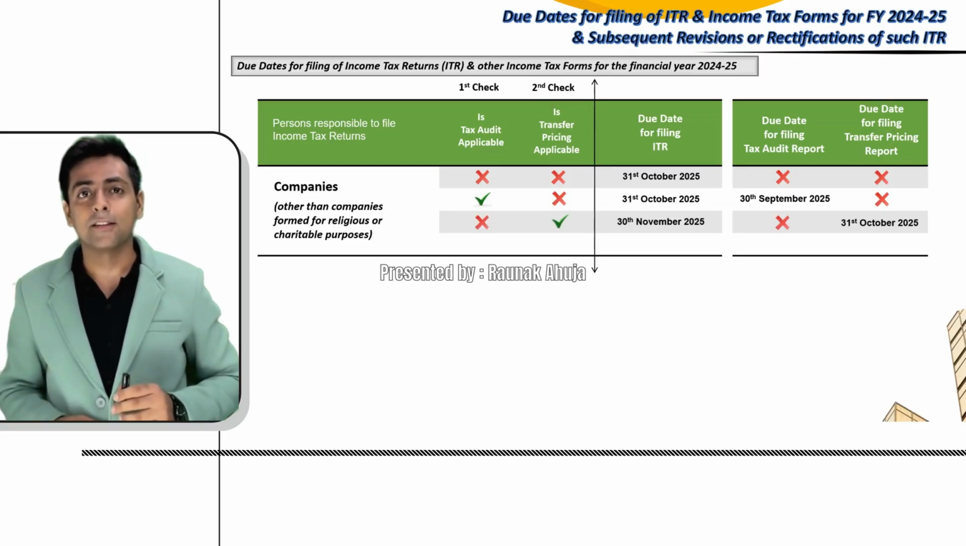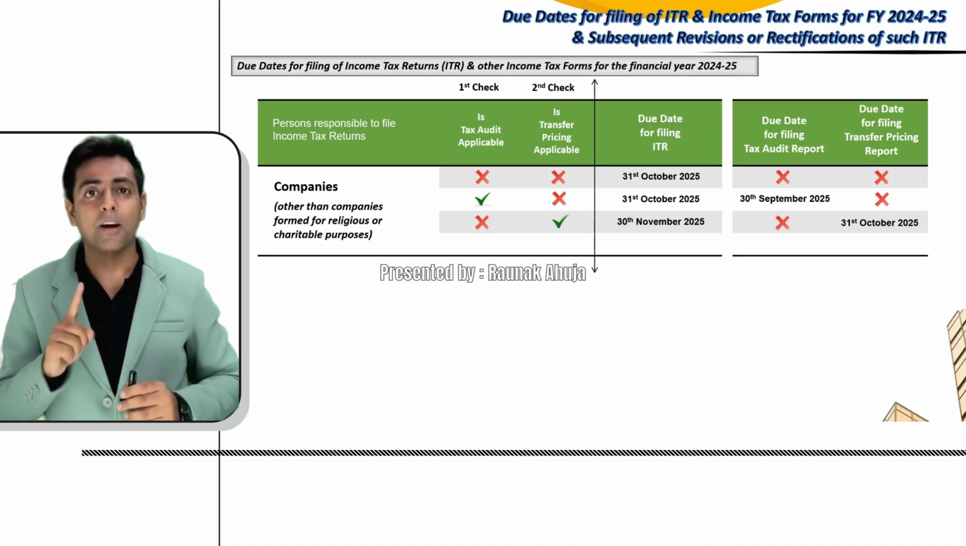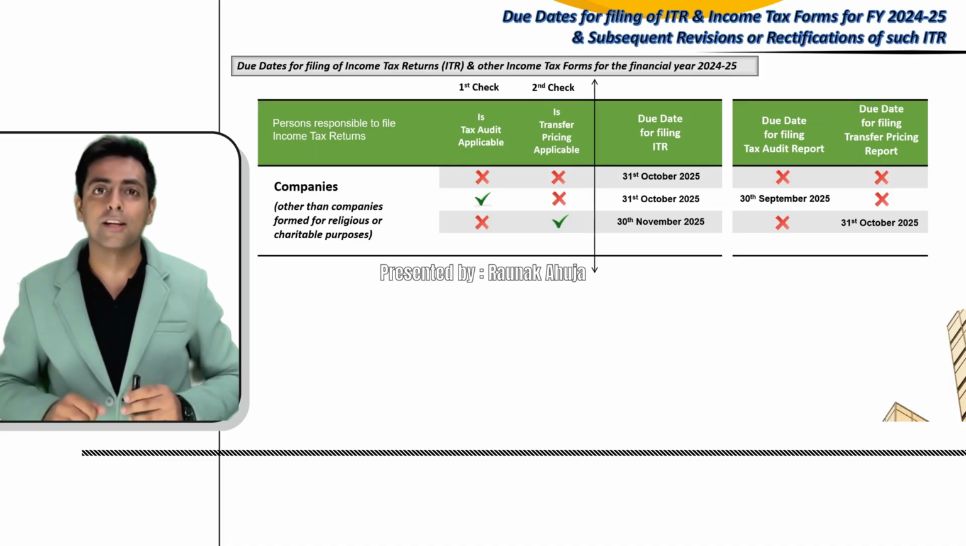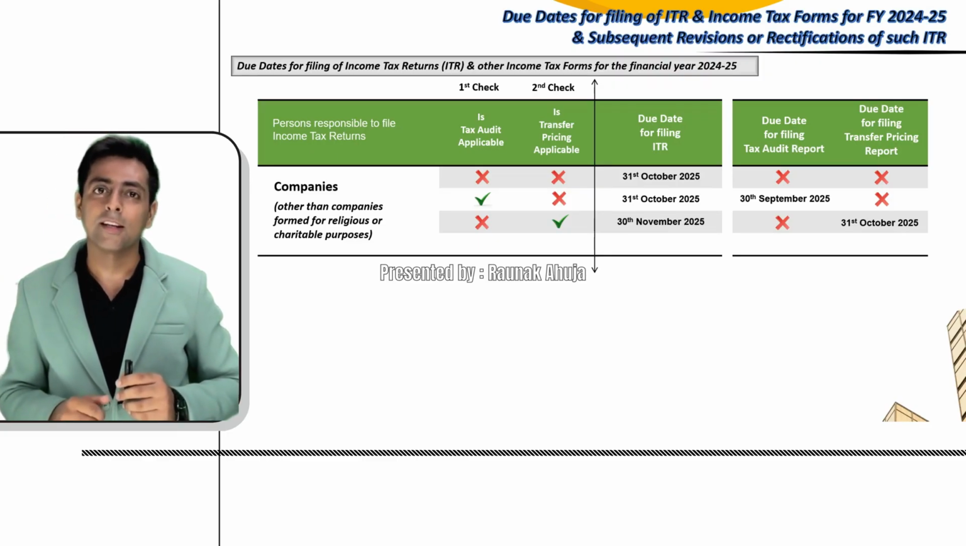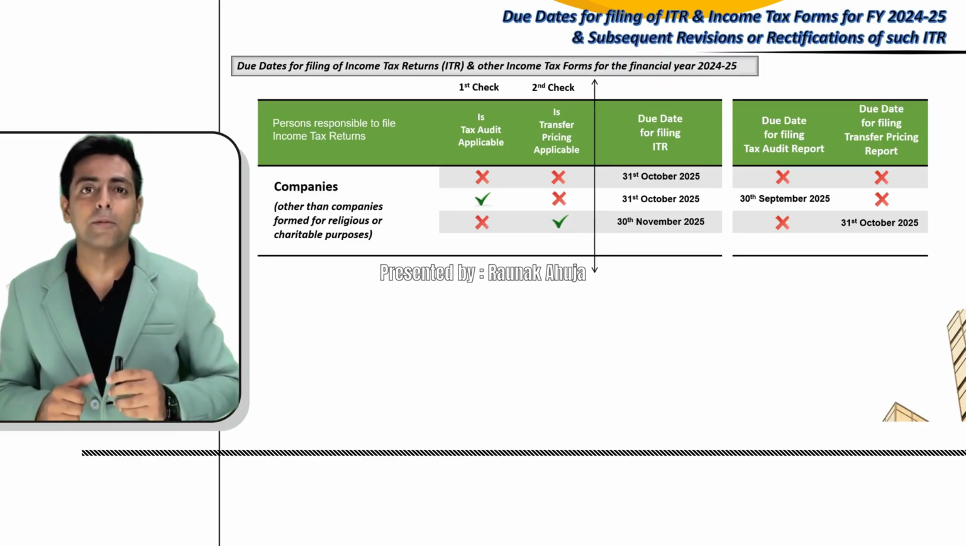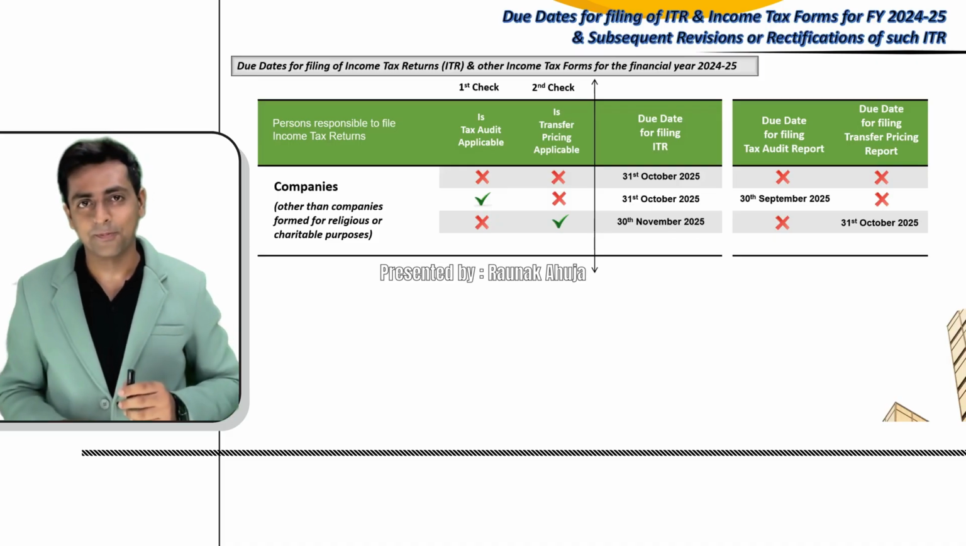In case the tax audit is not applicable but the transfer pricing is, then in such a case, the due date of filing of ITR would be 30th of November. And the transfer pricing report will have to be filed by the 31st of October.